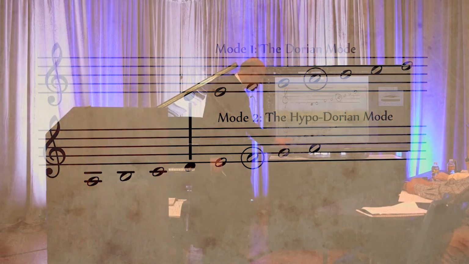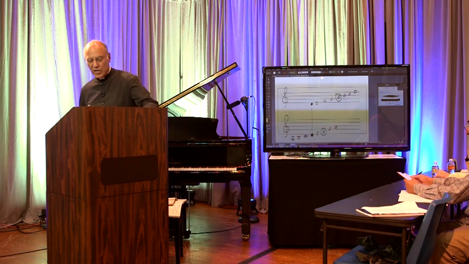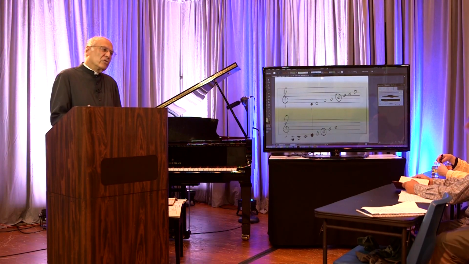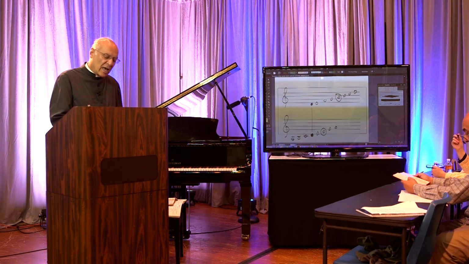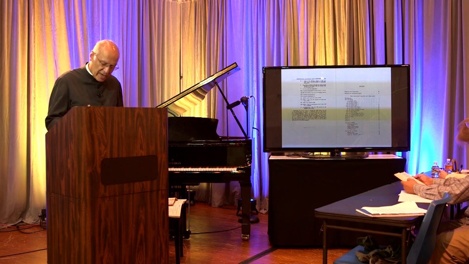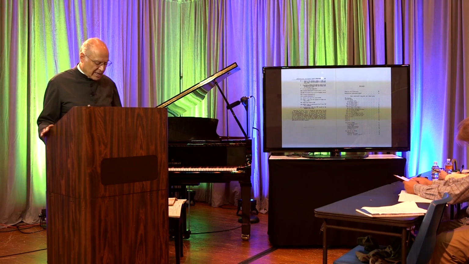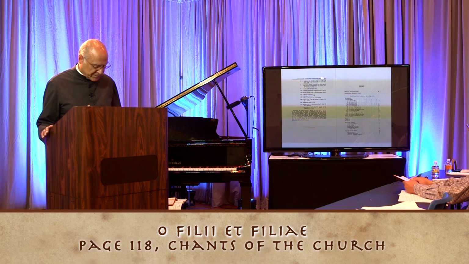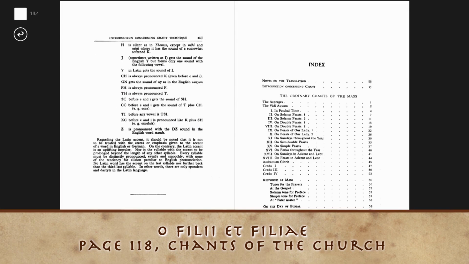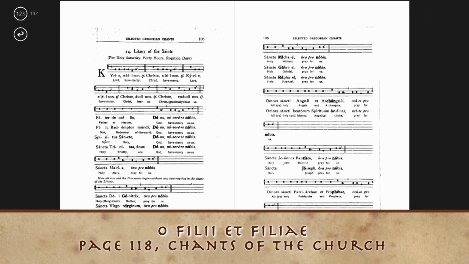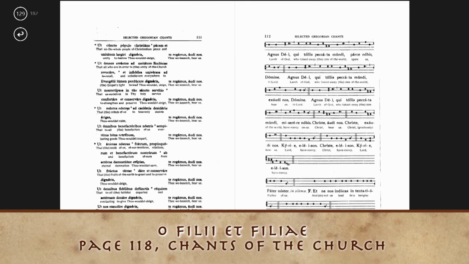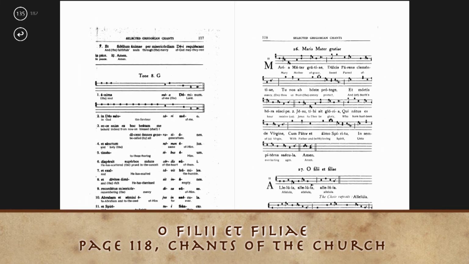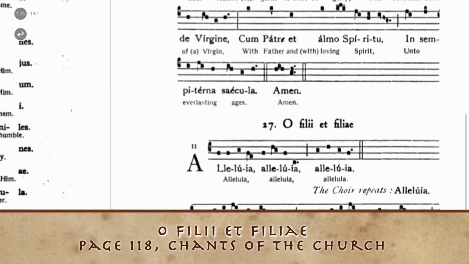So we are going to take a look now at a chant from the book Chants of the Church, which is in the Hypodorian mode. Unfortunately, it's not so much an authentic Gregorian chant, but I'm going to do one that will be familiar to you, the chant O Filii et Filiae. It's on page 118, at the bottom of the page.